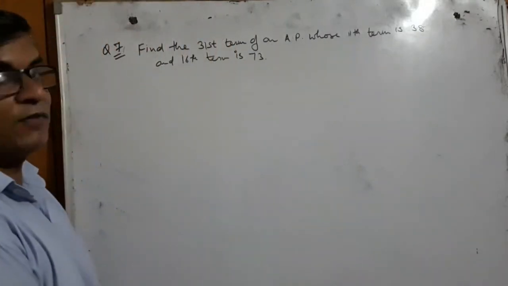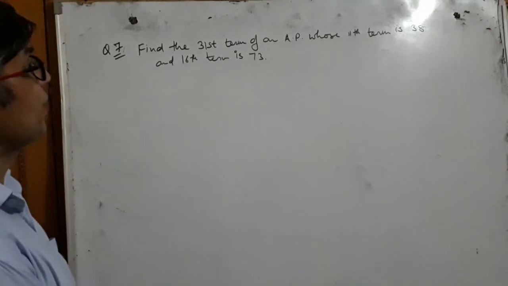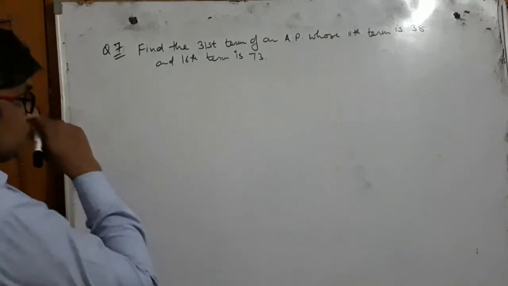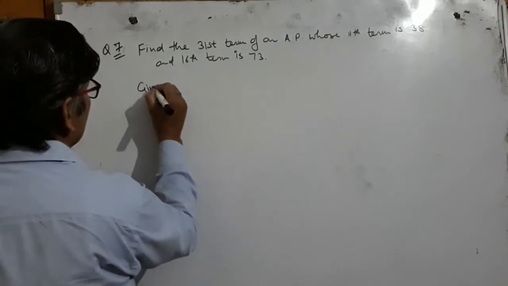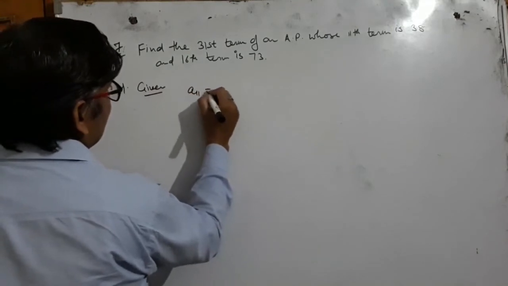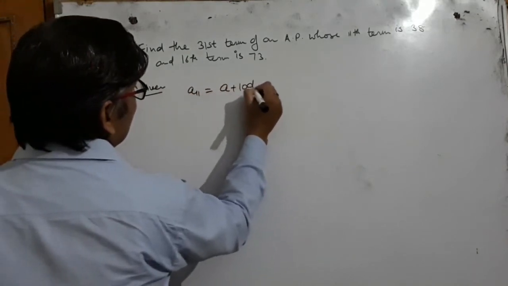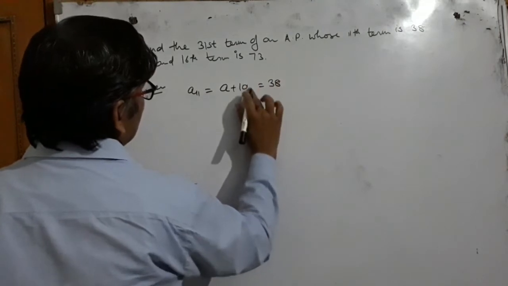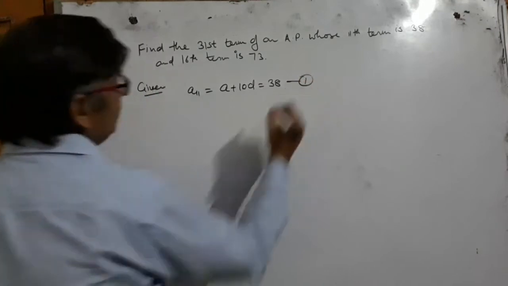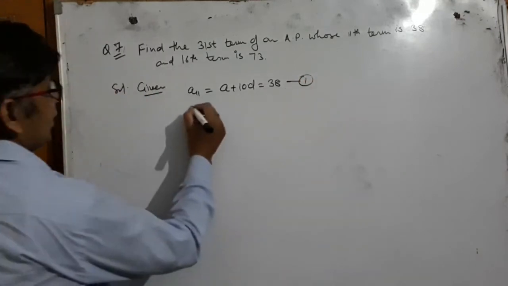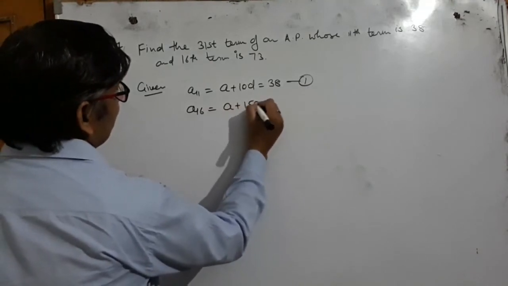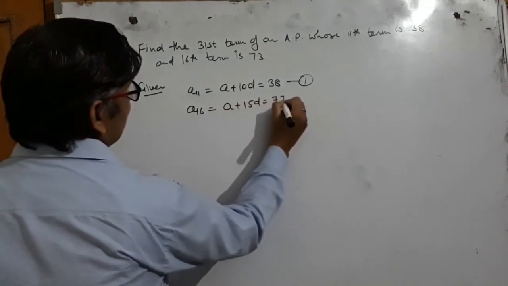Now question number 7. Find the 31st term of an AP whose 11th term is 38 and 16th term is 73. Here it is given: a11, a plus 10d equals 38. This is equation 1. And a16, a plus 15d equals 73.